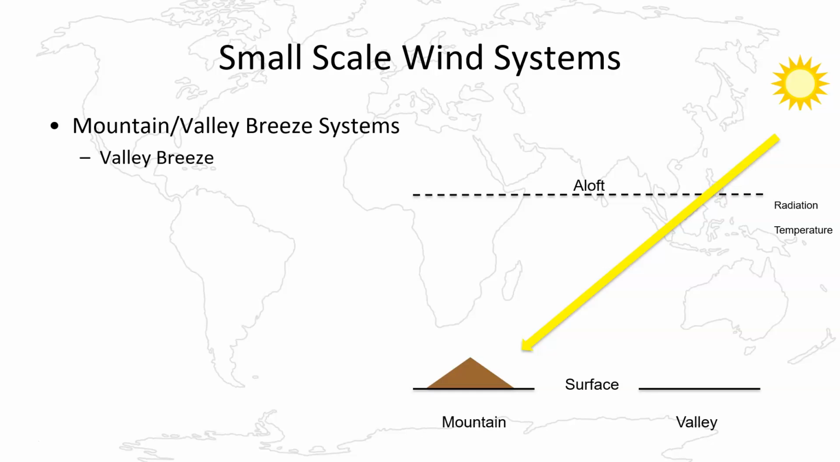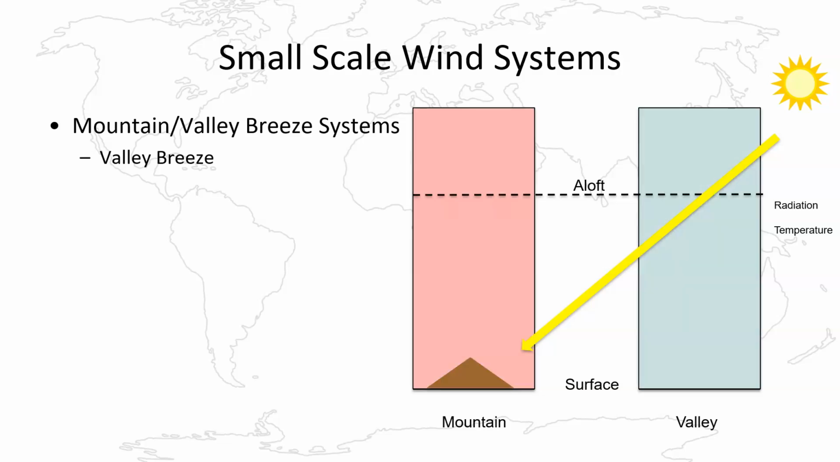Even though most people think of temperature dropping with height on a mountain, in this scenario, as long as the mountain isn't too tall, the slope that's facing the sun can actually have higher temperatures than the surface or valley, and that's because of that direct radiation. So that's what we're going to label here. The mountain is warmer than the valley.